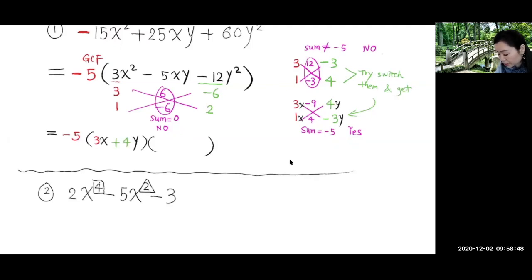And then also x minus 3y. Now you have to factor this completely. Okay, good? Okay. Now the next one.